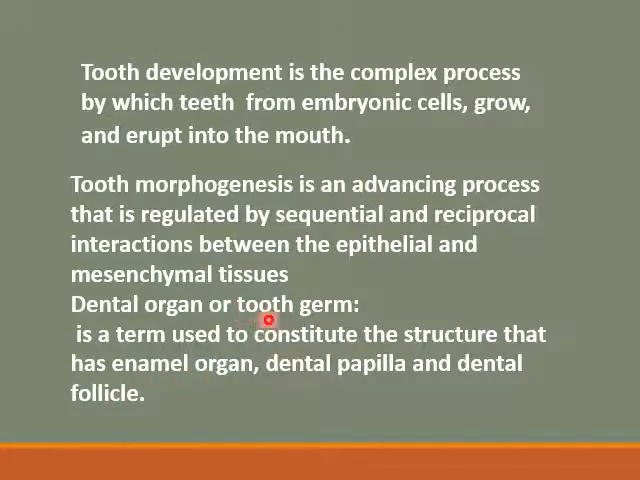So the meaning of tooth germ is the primitive of the tooth, which includes three structures: the enamel organ, which gives rise in the future to the enamel structure of the tooth; the dental papilla, which gives rise to the dentine and the pulp of the tooth; and the dental follicle or dental sac, which forms the periodontal ligament, cementum, and alveolar process.